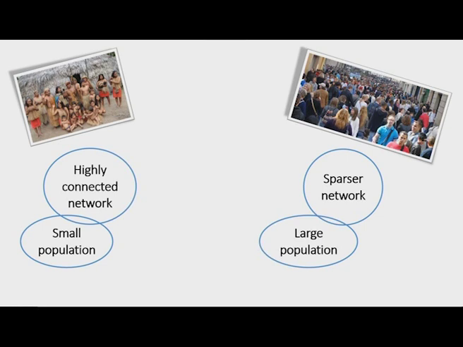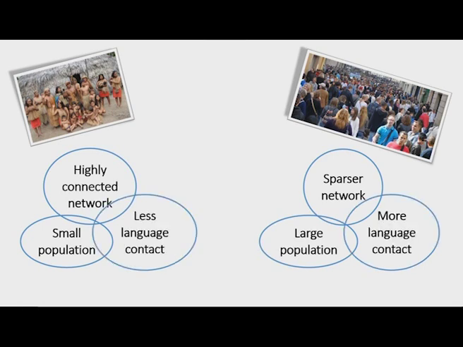Small populations tend to be highly connected and tightly knit, where you get to meet everyone in your community and interact with them on a regular basis, while in a large community the network is often much sparser. You don't get to meet everyone in your community. Another important thing is that languages spoken by small, tightly knit populations also tend to be more isolated. This is a tendency, not always the case, but they often don't have a lot of contact with outsiders, and if that's true, then children are the main language learners.